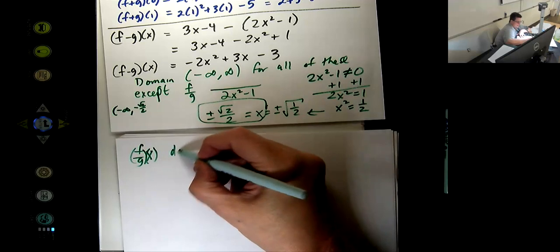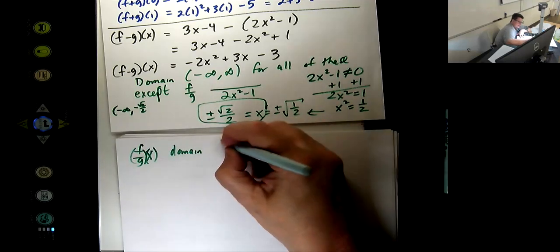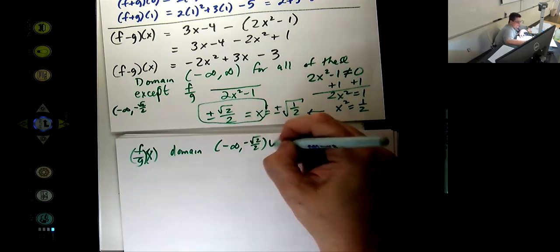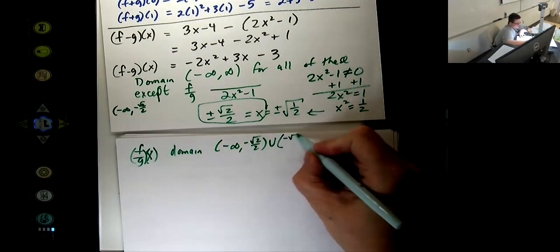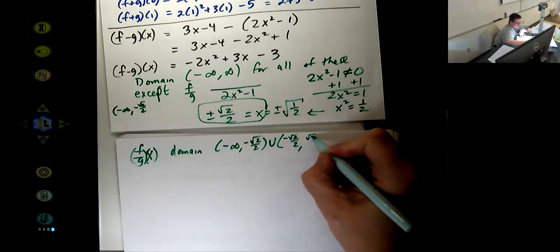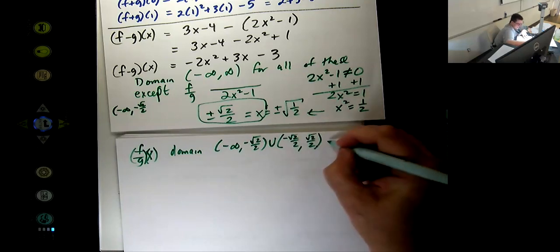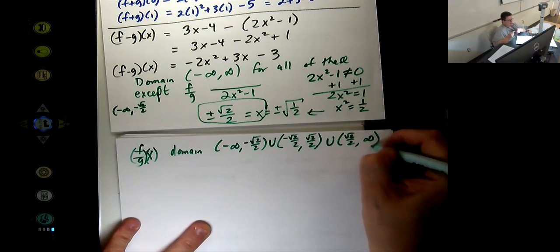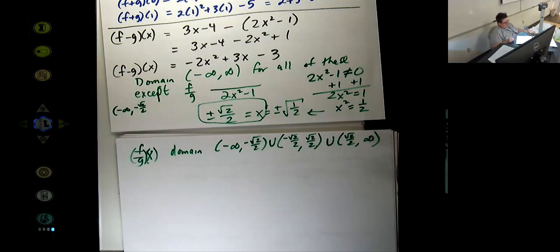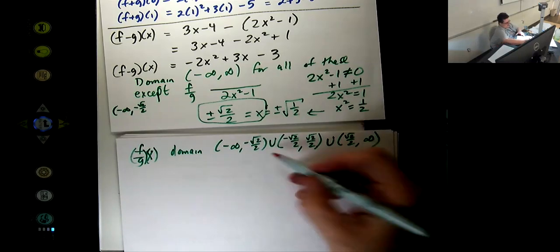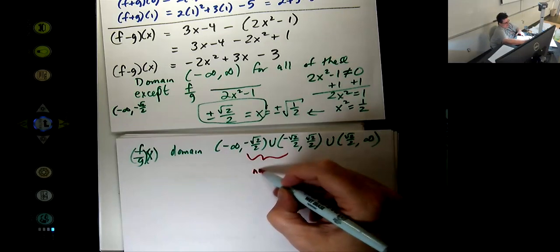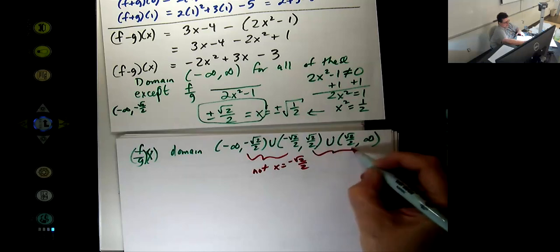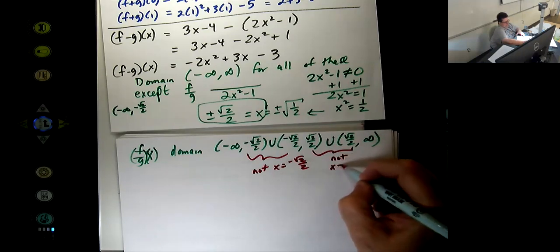The domain is negative infinity to negative root 2 over 2, in union with negative root 2 over 2 to root 2 over 2, in union with root 2 over 2 to infinity. This shows not x equals negative square root of 2 over 2. And this combination shows not x equals positive square root of 2 over 2.